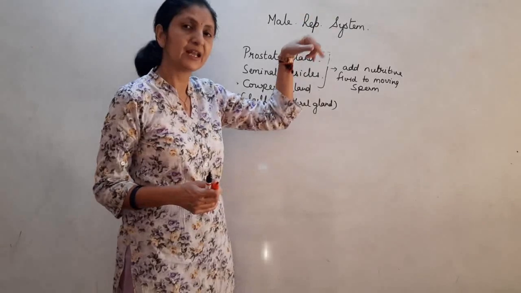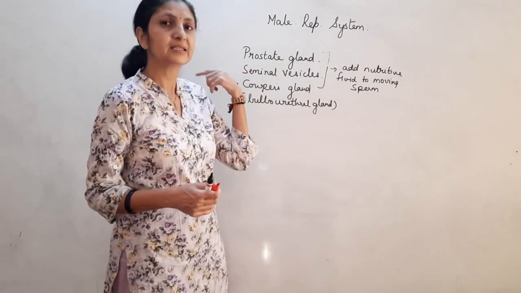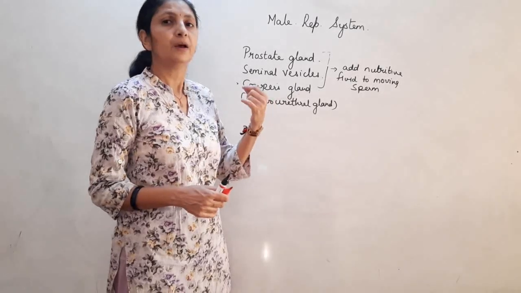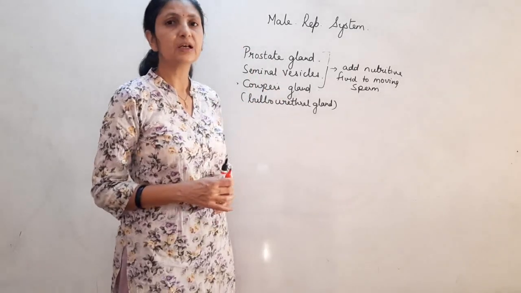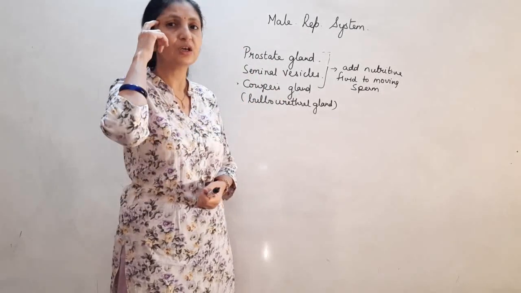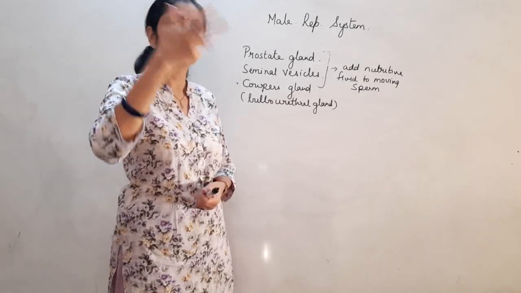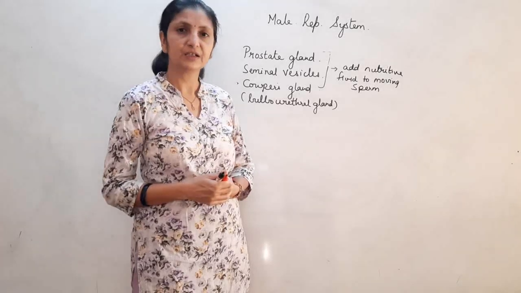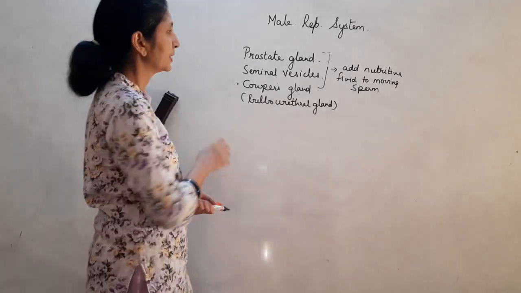Vas deferens would then lead to the ejaculatory duct, the urinogenital duct, okay, which is located within the long tube-like structure protected by the penis, which leads it to the outside. So that is the male reproductive system.